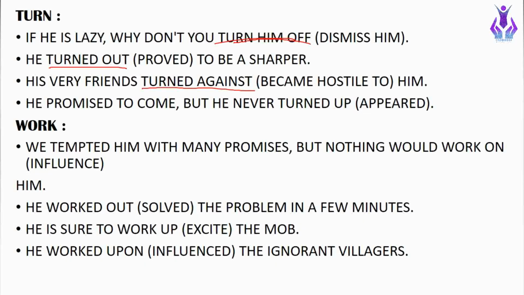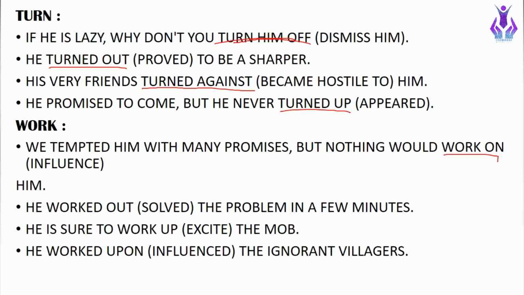This is also a very common one. He promised to come but he never turned up. So turned up means he never appeared. The next and last word is work. He tempted him with many promises but nothing could work on him. So work on means influence him.